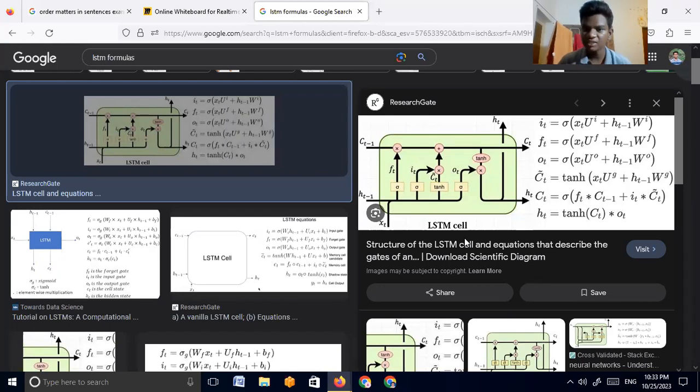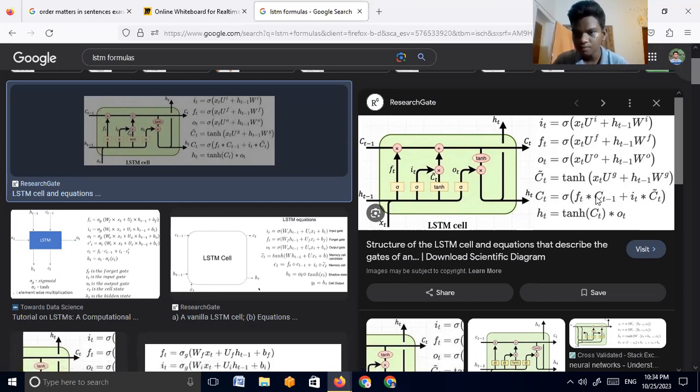If this is the first cell, then maybe we'll not be taking the CTs, but we'll be taking the previous cell state, the previous CT minus 1, right? The previous cell state that has been calculated. This FT, the forget gate, will control whether CT minus 1, the previous output or the previous word, is important or not, right? The model will determine whether the previous input, the previous word, is important or not.